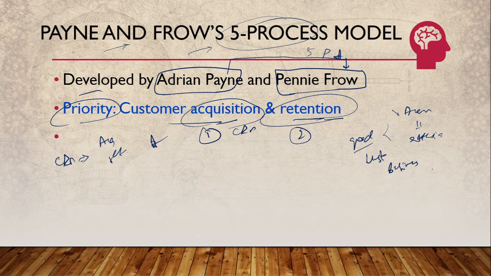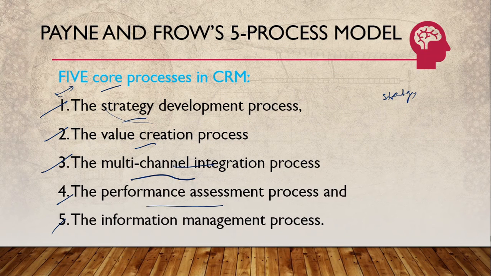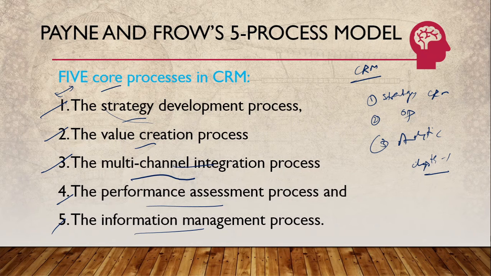Core processes in this Payne and Frow's model are strategy development, value creation, multi-channel integration, performance assessment, and the information management process. Actually, a CRM is divided into 3 types: strategic CRM, operational CRM, and analytical CRM, if you remember. Or you can go to chapter 1 of our video to know more about it. So strategic CRM discusses what strategy the company is using and how you create a value. So these two are a part of the strategic CRM.